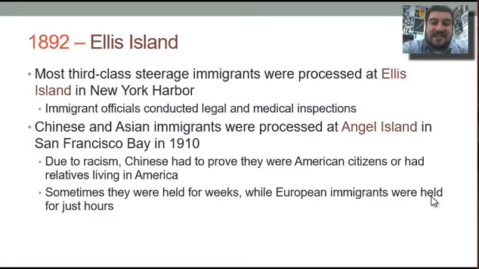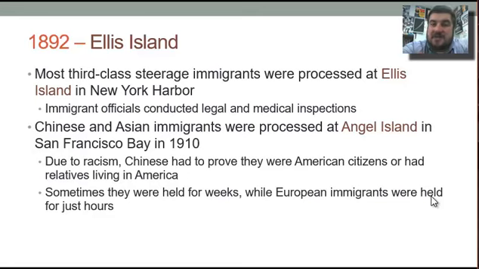Immigration officials here conduct legal and medical inspections. Only about 2% are denied entry, probably because they were already screened when they left whatever country they were leaving from. Chinese and Asian immigrants traveling across the Pacific Ocean are processed at Angel Island in San Francisco Bay in 1910. And due to racism and something called the Chinese Exclusion Act, which we'll talk about in a second, the Chinese had to prove that they are American citizens or they have relatives living in America waiting for them.